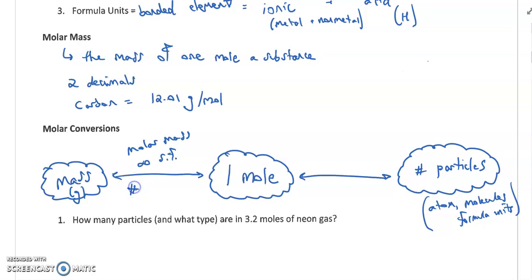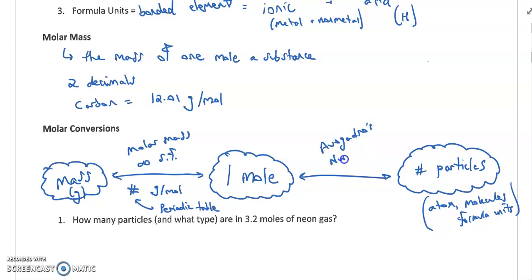Now, whatever that number is going to be the units grams per mole. And all I have to do is look that up from the periodic table. So if I'm doing a conversion, I just look up whatever that element is on the periodic table to get its molar mass. Now, when we go between moles and particles, it's always going to be Avogadro's number.